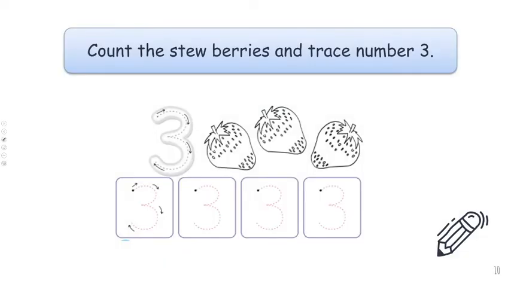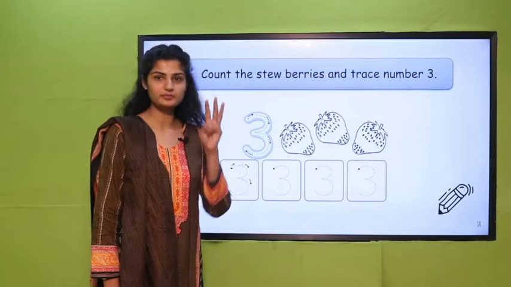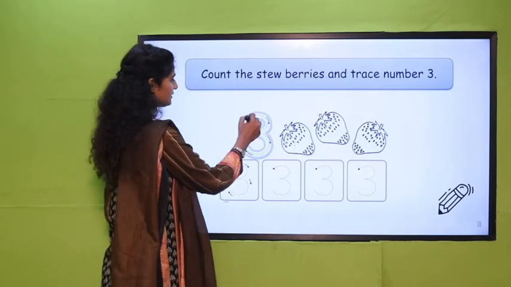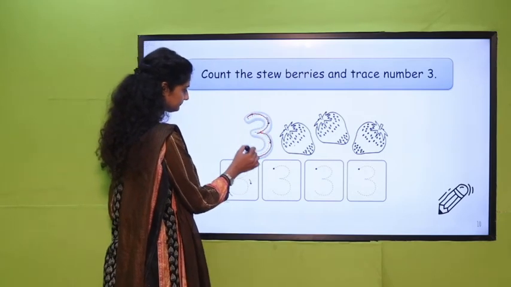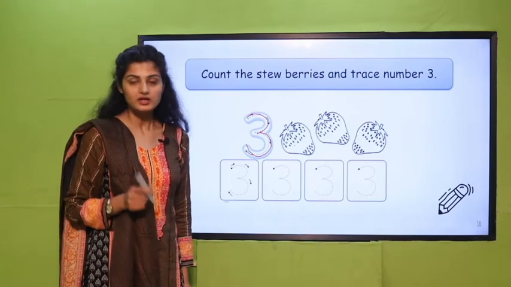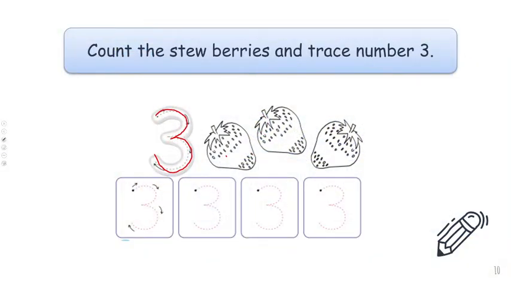Okay, how many strawberries are there? There are 3 strawberries. 1, 2, 3. Let's trace the number 3. Now one more time you can grab the crayon and do the tracing on blank paper. Upward curve, downward curve. One more time PGs. Upward curve, downward curve. One more time. Upward curve, downward curve. And in the last, upward curve and downward curve.